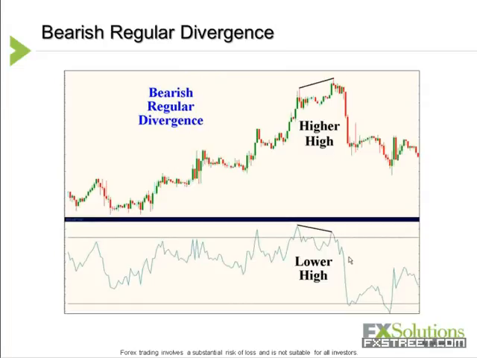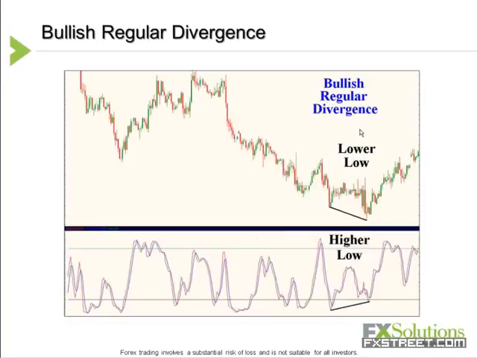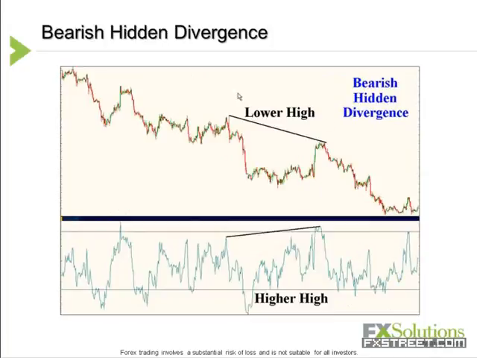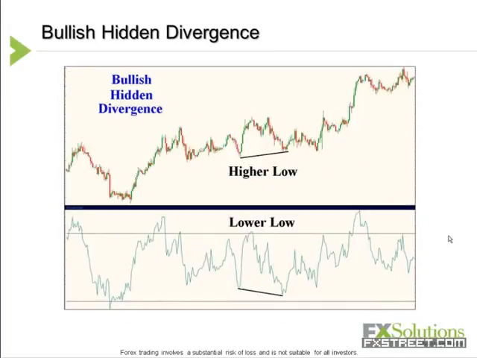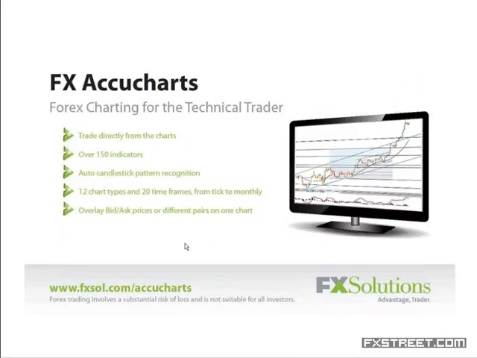Bearish regular divergence: higher high in price, lower high in the oscillator. Bullish regular divergence: lower low in price, higher low in the oscillator. Bearish hidden divergence: lower high in price, higher high in the oscillator. And bullish hidden divergence: higher low in price and a lower low in the oscillator.